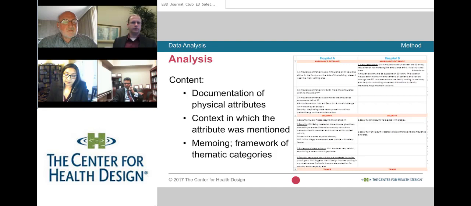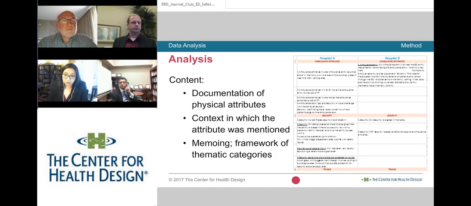And when we started to read these transcripts, we documented the physical attributes mentioned each time by the participants as being relevant to safety or efficiency, whether they were helpful, detrimental, or just stayed neutral in the process flow of the ED or in the working of an ED.